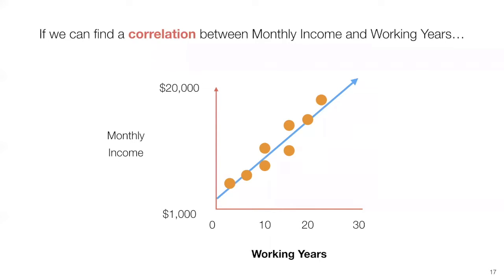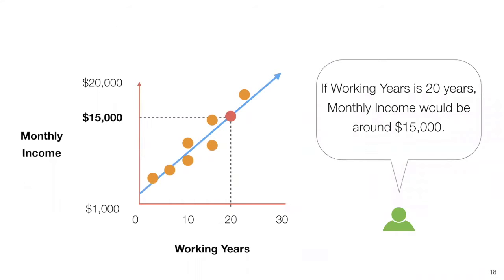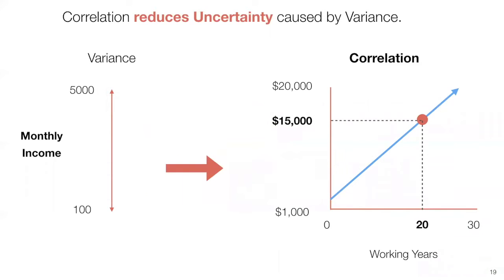So like this, right? When you have a scatter plot and working years happen to be correlated to monthly income, you can see almost like you can draw a straight line. Each orange dot represents an employee, for example. Once we've discovered this kind of relationship, that helps you answer questions like, hey, what is the monthly income? Well, it depends. If you work for 20 years, then your monthly income will be around $15,000 or something like that. So what just happened is that correlation reduces the uncertainty caused by the variance.